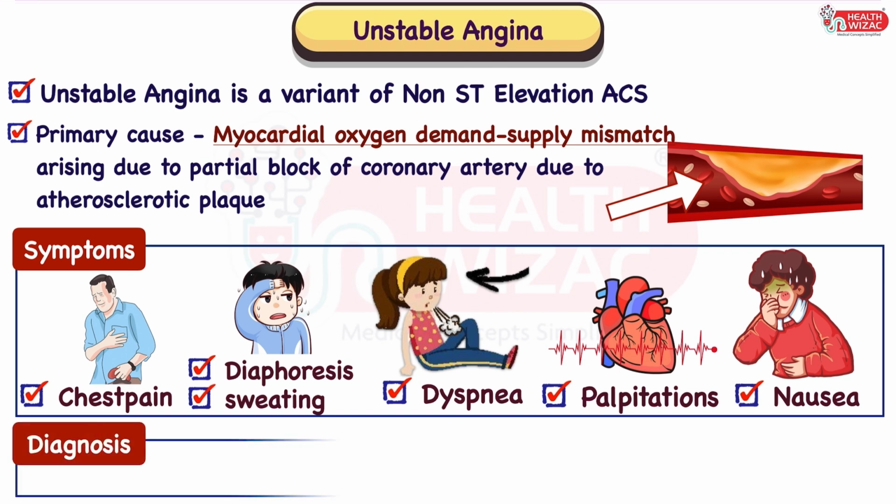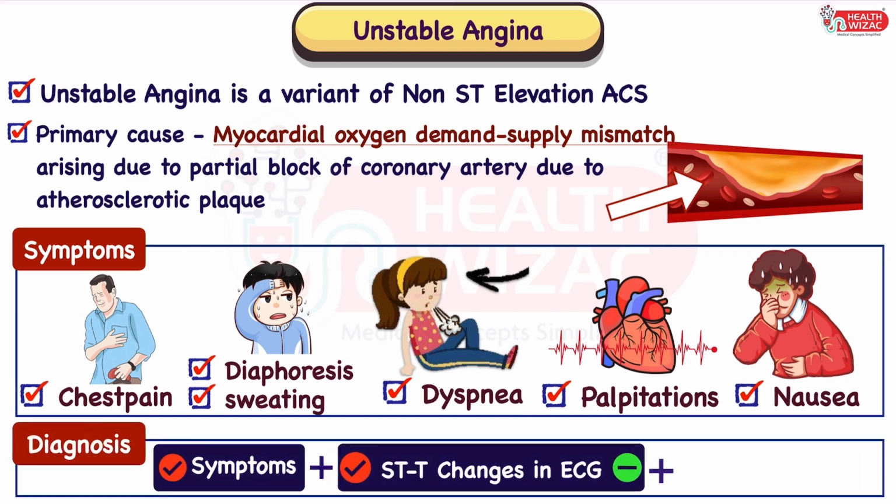Diagnosis of unstable angina is primarily done through 3 factors, that is symptoms, ECG, and troponin I level, where the symptoms are in favor of ACS. ECG shows STT changes, or sometimes ECG may be normal, and troponin I level is negative.